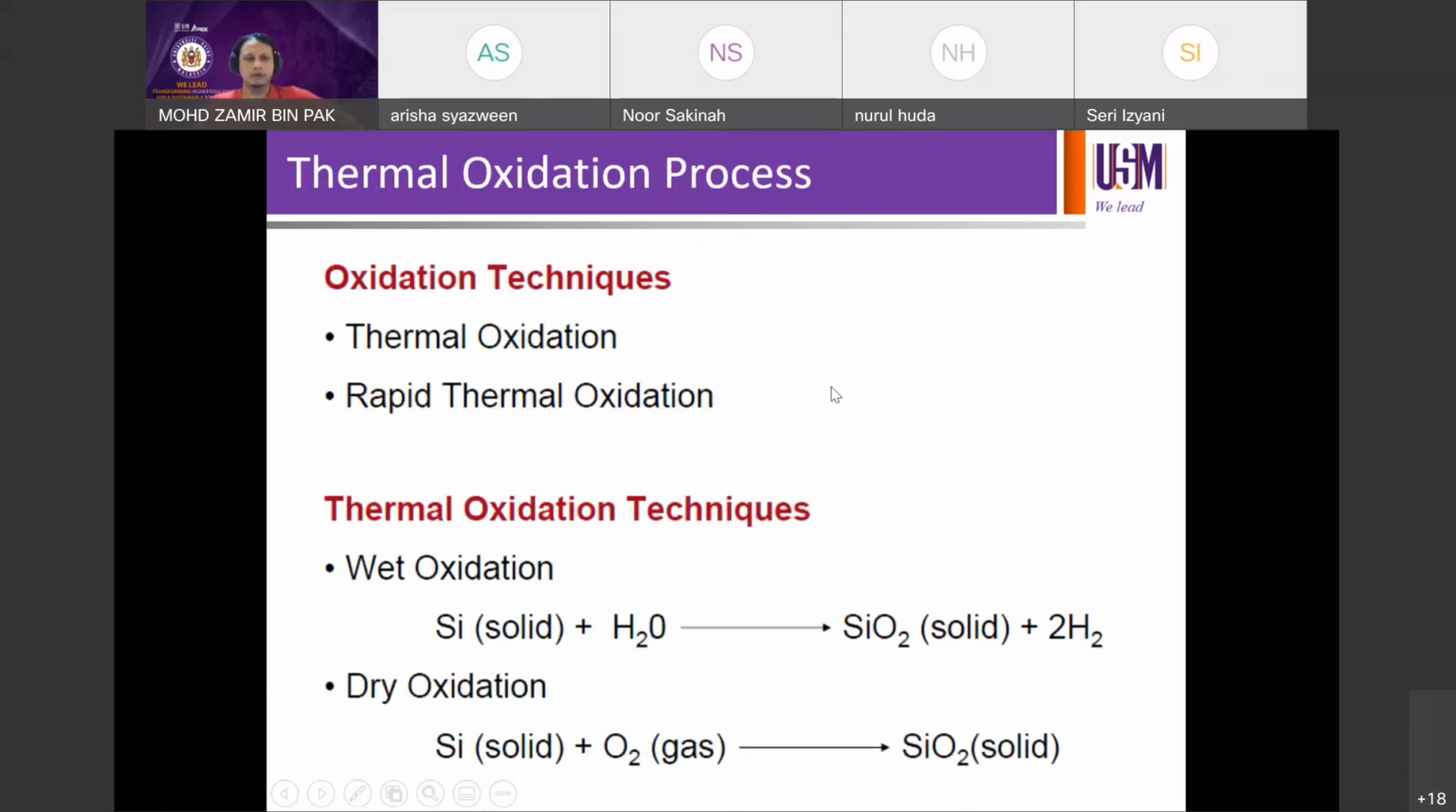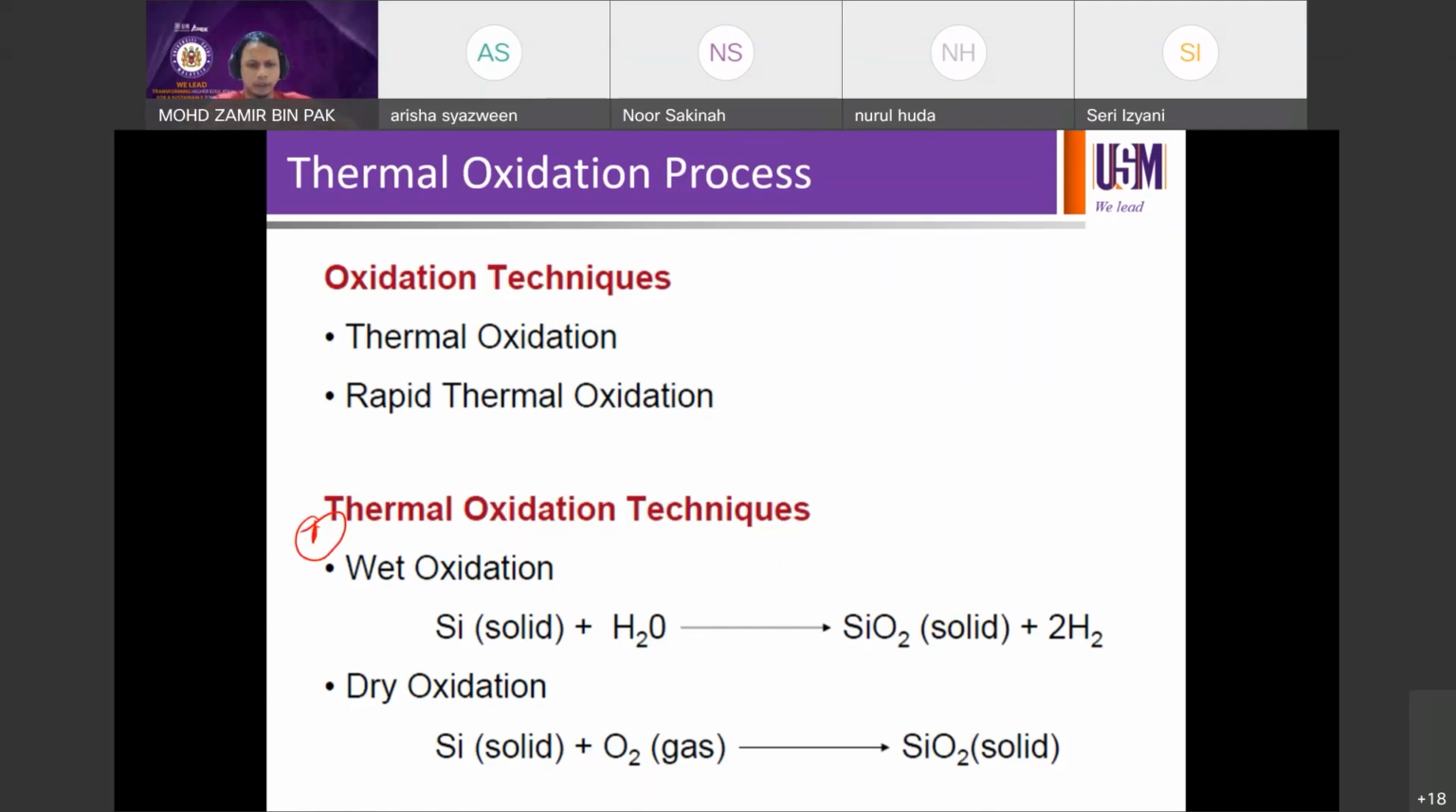Right. So when you talk about the thermal oxidation process, there are two ways to do it. The first one is called wet oxidation, where you use water vapor to introduce the oxide component. So water vapor will be your oxidant material. We call that the oxidant material, the material that we supply in order to proceed with the growth process, with the oxidation process.